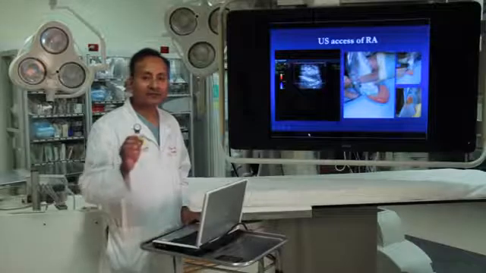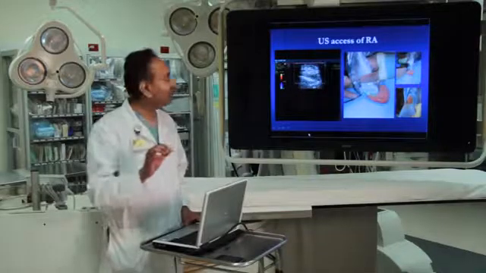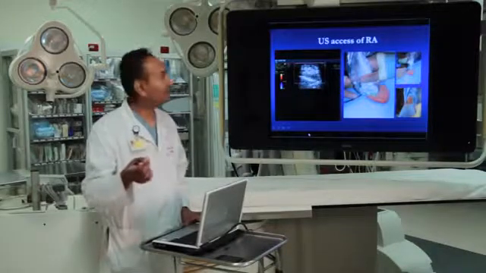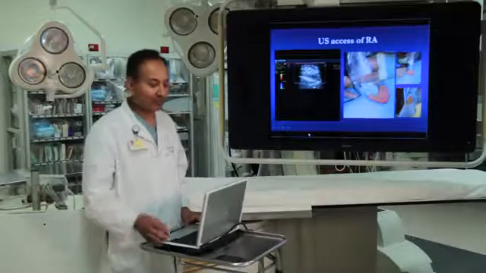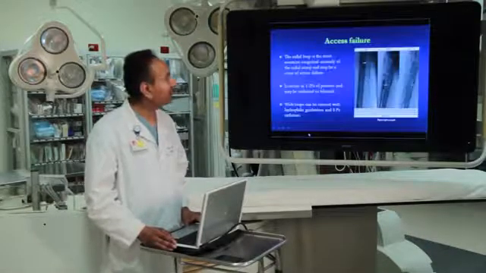With this, we're able to visualize the needle as it goes into the radial artery. We're also able to measure the diameter of the radial artery, and it tells us what sheath size we can put into the lumen of the artery.